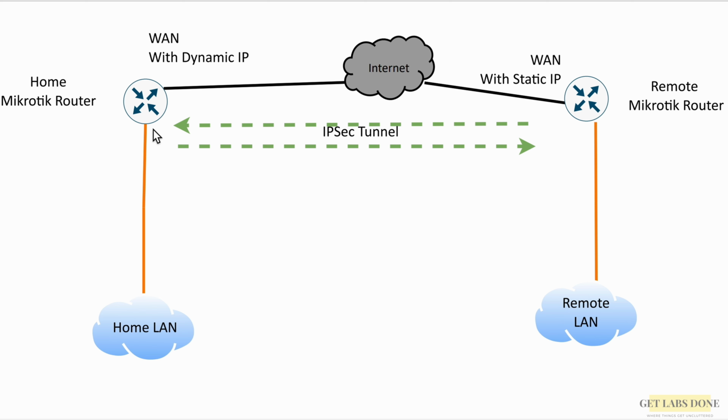For this demo, I'm using two physical MikroTik routers, one at home with the dynamic IP and another at the remote site with a static IP. Since my remote site has a static IP, I don't need a DynDNS there. But at home, that's where we'll set up MikroTik Cloud DynDNS and make sure everything stays accessible even when the IP changes. Alright, let's get started.